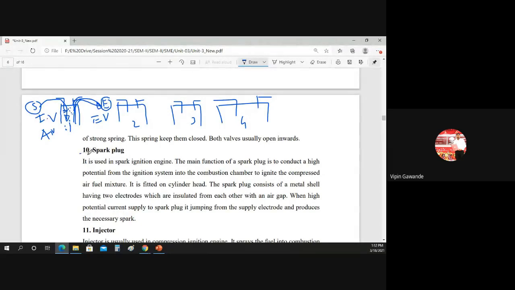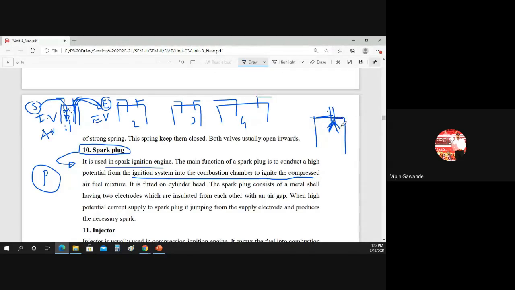Now the next part of the internal combustion engine is the spark plug. Why are we using this spark plug? During the power stroke, this spark plug is used to ignite the mixture and to cause the combustion inside the cylinder. And where is it fitted? I already told you that we have the cylinder. This is called the cylinder head, and on the cylinder head this spark plug is mounted.